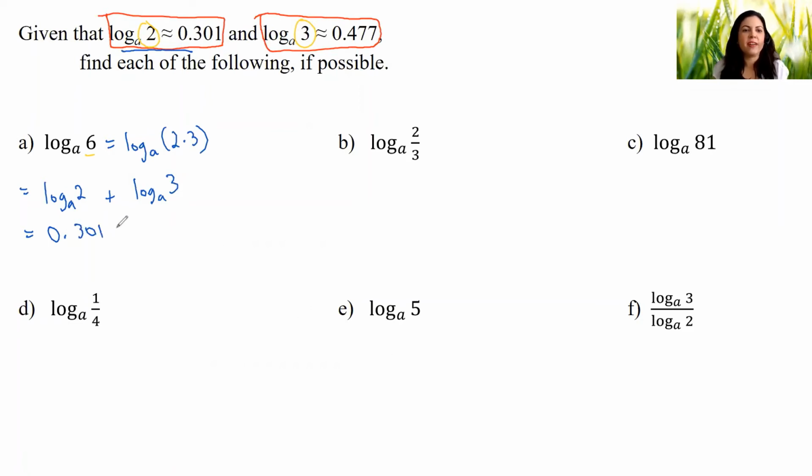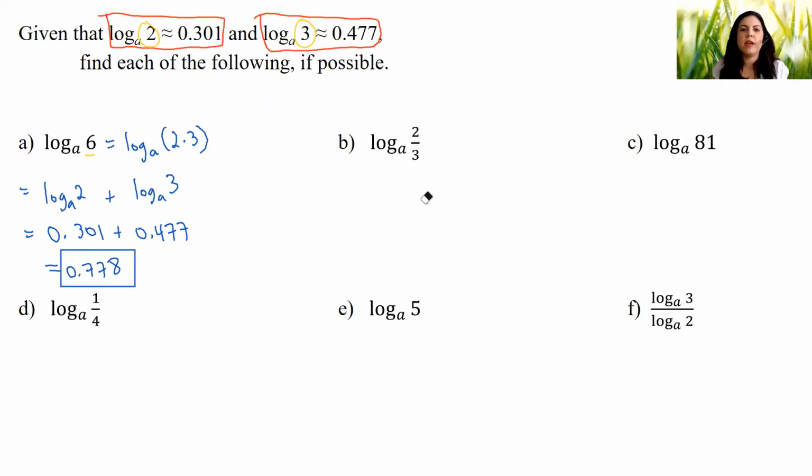We know what log base a of 3 is. It's 0.477. So if we add those together, we are able to find the value of log base a of 6. We add those together, we get 0.778. This is not something that you can just type into a calculator. You can't type in log base a of 6. We don't know what a is. You really have to use the information that is being given to you up here in order to simplify these.